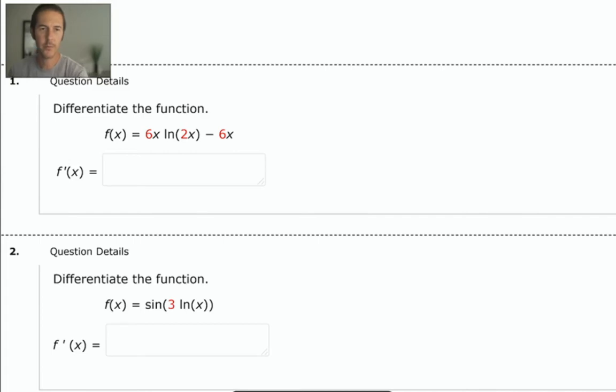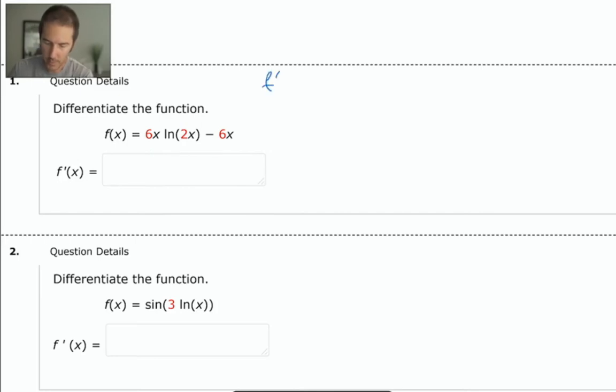So number 1, differentiate the function. In other words, take the derivative. Well, the first thing I'm seeing is that I've got a product here. I've got a coefficient. So I have to use the product rule to take the derivative of my first term. And then the derivative of this thing is going to be easy. So let's get to it.